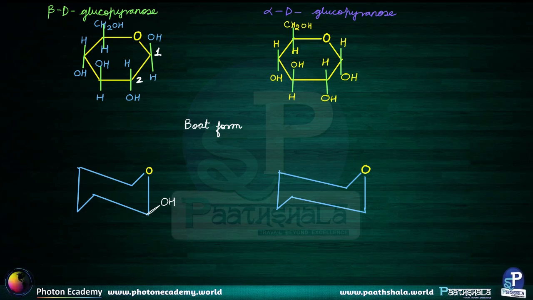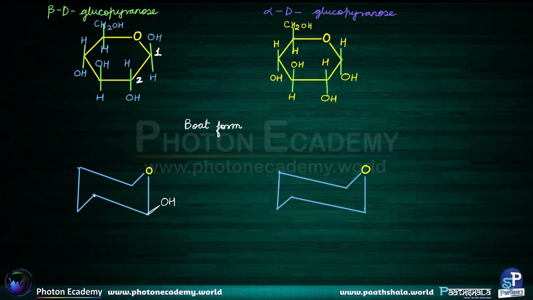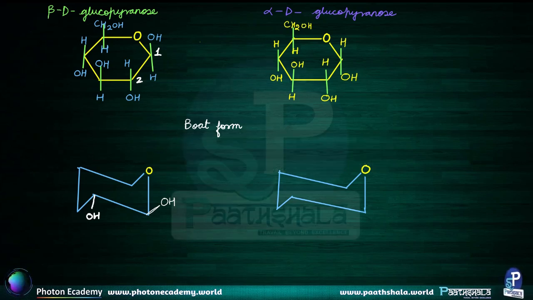So if this is trans to each other, then of course this will also lie at the equatorial position, because if it was at axial, these two would have been cis to each other, and I don't want that, because in beta D glucopyranose all the groups are trans to each other.